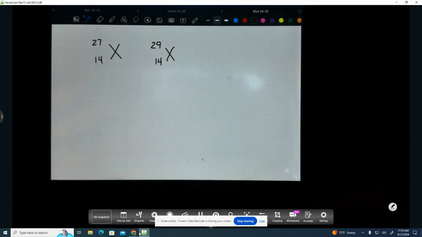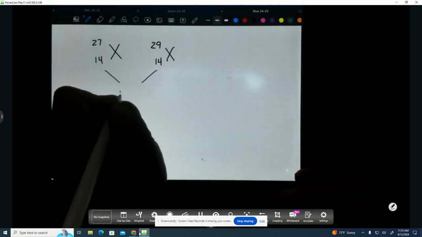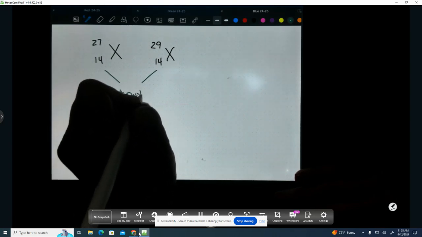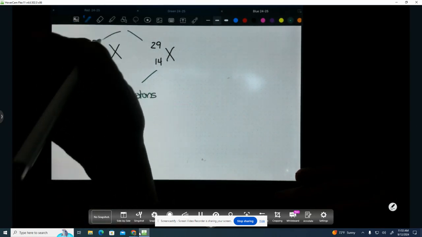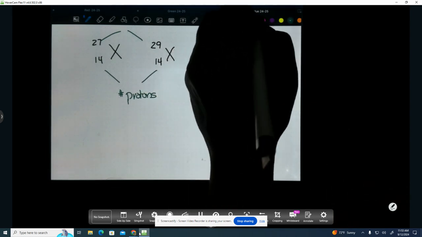Alright, that X that I just put up there stands for any element. So let's do 27 and 14 and X 29 and 14. Are these isotopes of each other? Yeah. This is why they're isotopes of each other: because they both have the same number of protons. But they have different masses. What element is that? Silicon. Good.